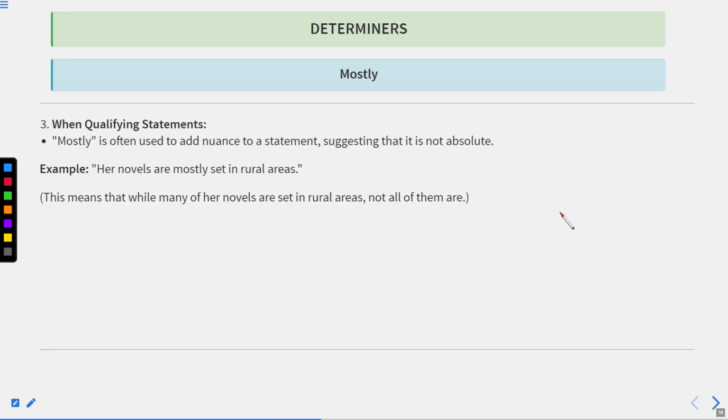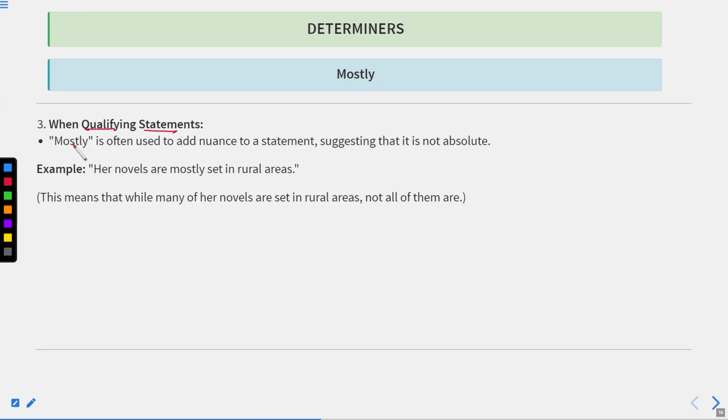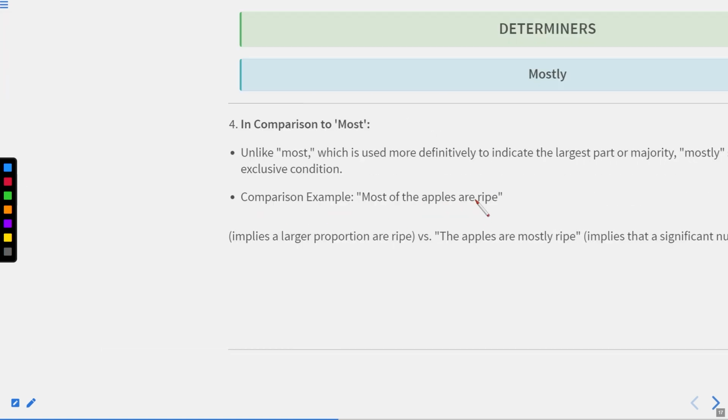Now, when qualifying statements, mostly is often used to add nuance to a statement, suggesting that it is not absolute. Here, her novels are mostly set in rural areas. So, mostly means a number of times or a lot more of the time. It's set in the rural areas. This means that while many of her novels are set in rural areas, not all of them are.